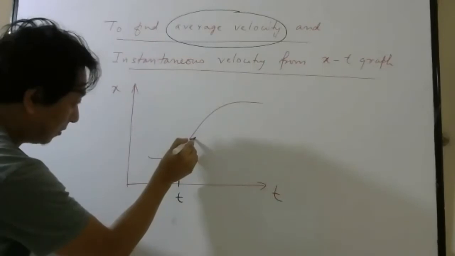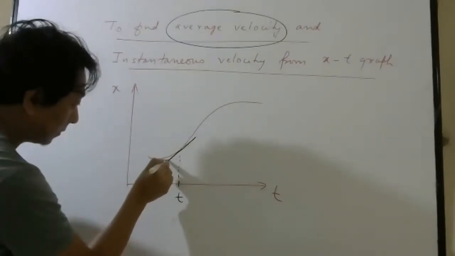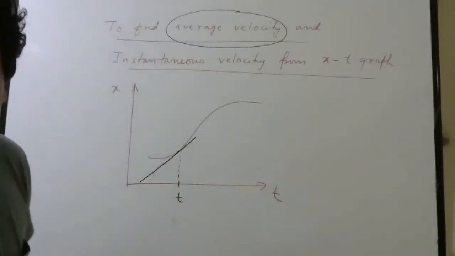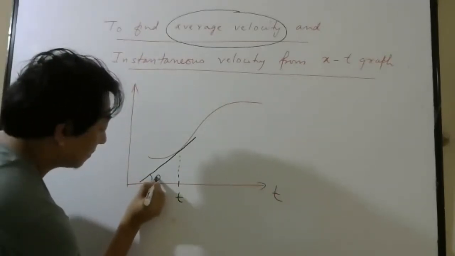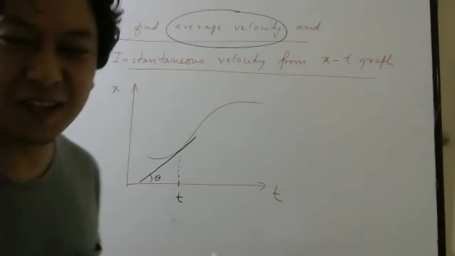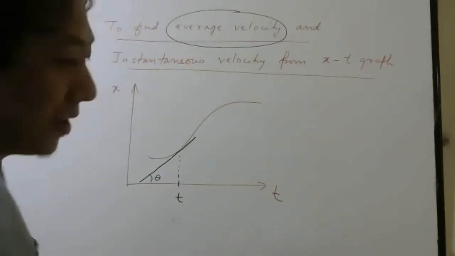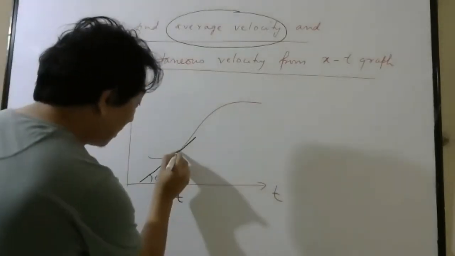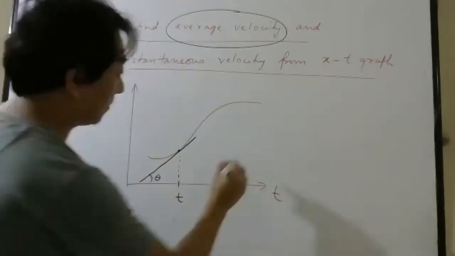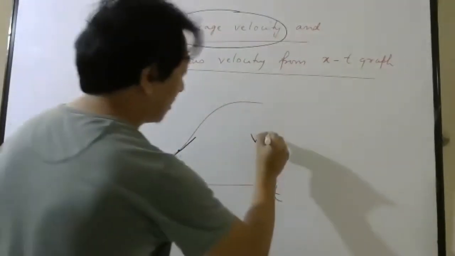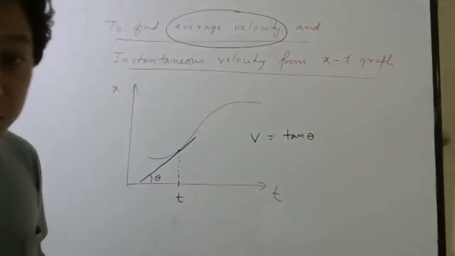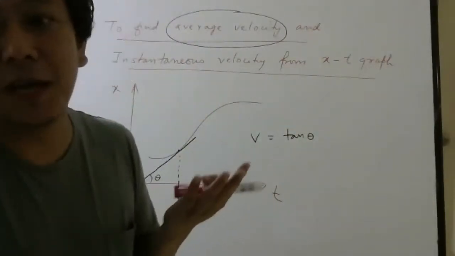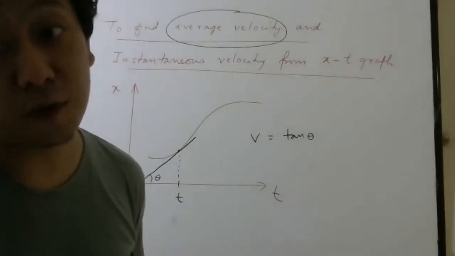So far you have to be careful. Tangent. Okay. After drawing the tangent, you measure this angle. You can call it theta or you can call it phi. It doesn't matter. Then your instantaneous velocity at this point is given by tan theta. So if you look at the formula, it looks the same. Both are tan theta, but you have to be careful.